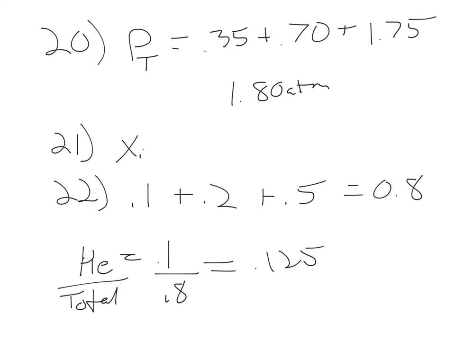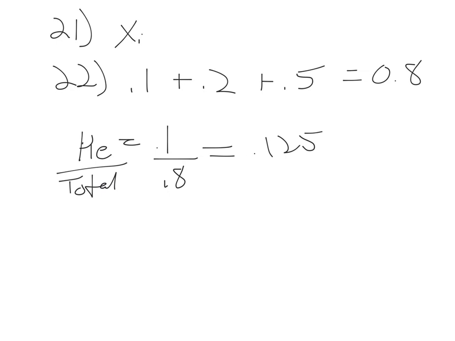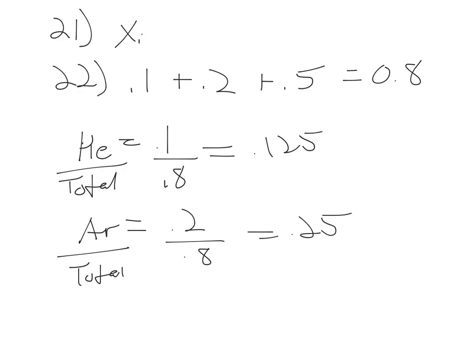Argon. Let's look at argon. Argon had a mole fraction of 0.2. Well, we know the total was 0.8. 0.2 over 0.8, you can do that in your head. That's 1/4, or 0.25. And sure enough, 0.250 is the number they gave us.